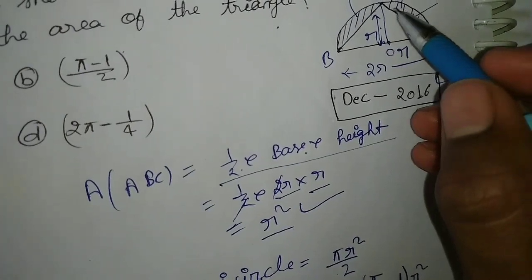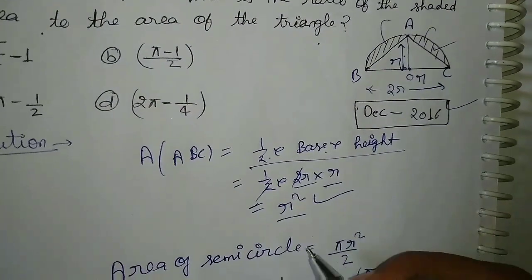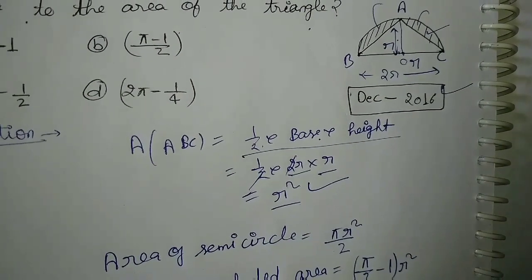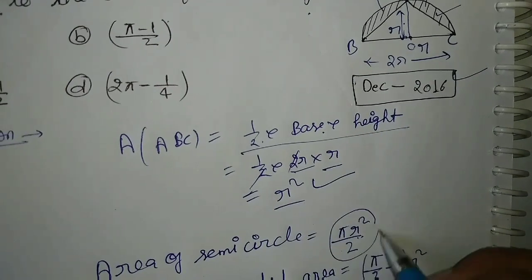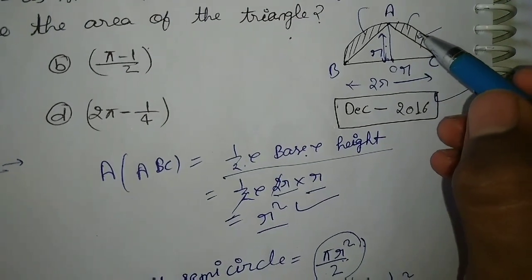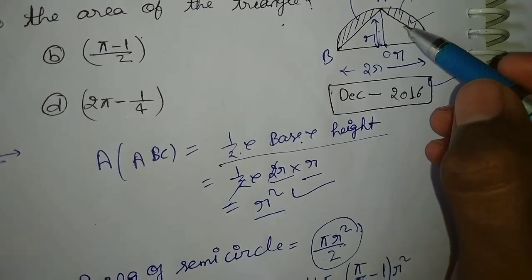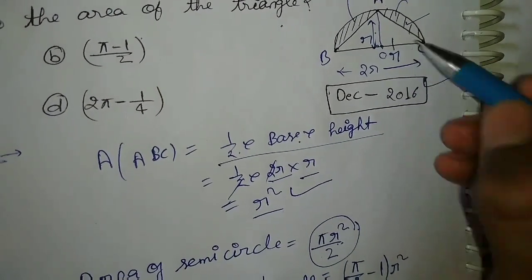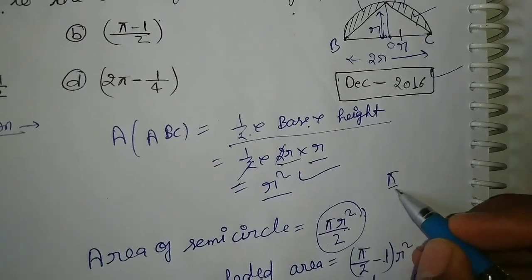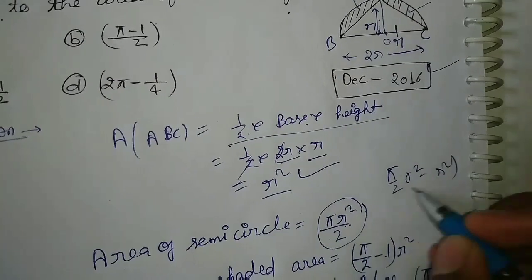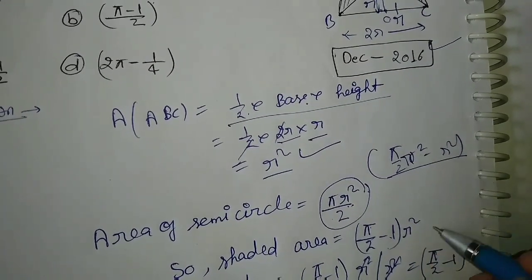Now you have to calculate the area of the shaded portion. First of all you will calculate the area of the semicircle, and this is nothing but 1/2 of the area of the circle, so it will be 1/2 of pi r square, that is pi r square by 2. Now for the area of the shaded portion, you will just subtract the area of the triangle from the semicircle. So you will get pi by 2 r square minus r square. Taking r square common, this will be pi by 2 minus 1, times r square.